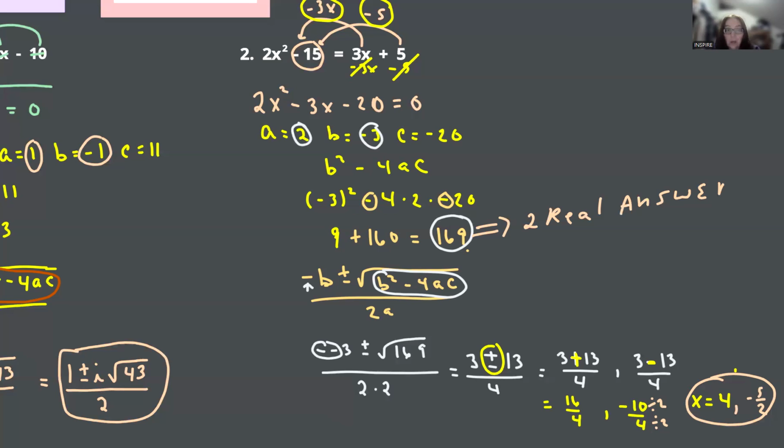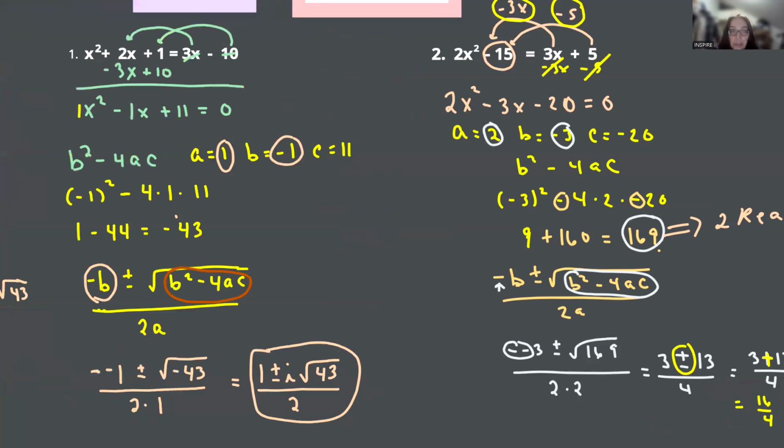When we did the other problem, we got a negative 43 here. That means we're getting imaginary answers, which is what we got. That's what that i tells us. The answers are imaginary.